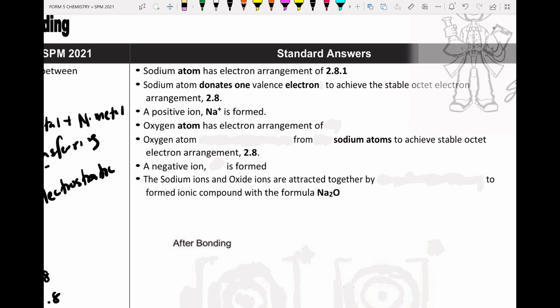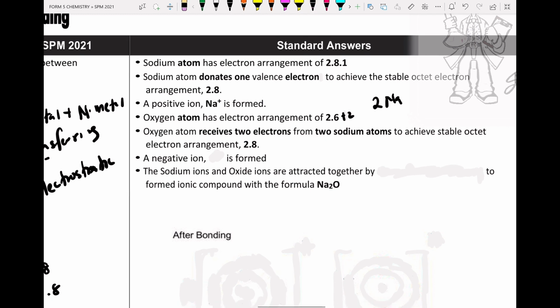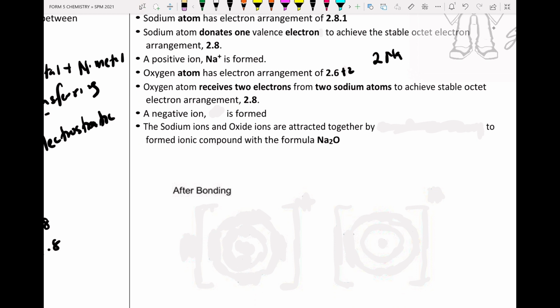Oxygen atom has electron arrangement of 2.6. The oxygen atom will receive how many electrons? It will receive 2 electrons. It needs 2 electrons from 2 sodium atoms to achieve stable octet electron arrangement, which is 2.8. Thus, a negative ion, O2 negative, is formed.